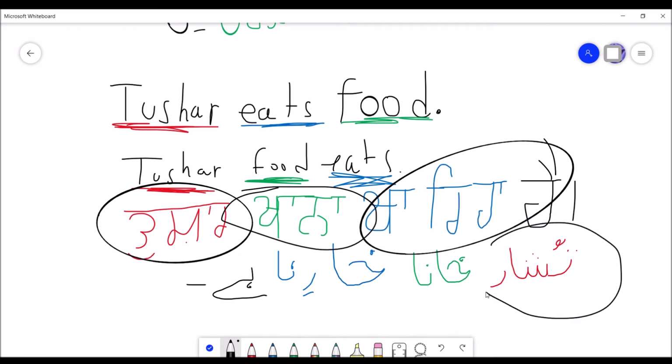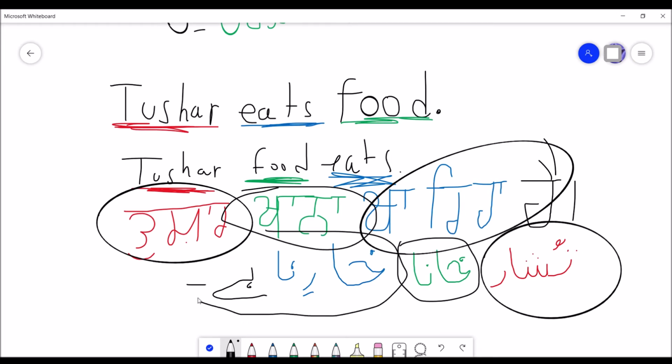Let me also circle this. So this, circle this, this, and then this. So like you could say khana kha reha hai, and then put a comma, Tushar. It means food eating Tushar, which sounds weird, but khana kha reha hai Tushar. If you don't put the comma, then this becomes the subject and that becomes the object, and without the comma it would be the food is eating Tushar, which is just weird. And if that ever happened, I would be scared for humanity.